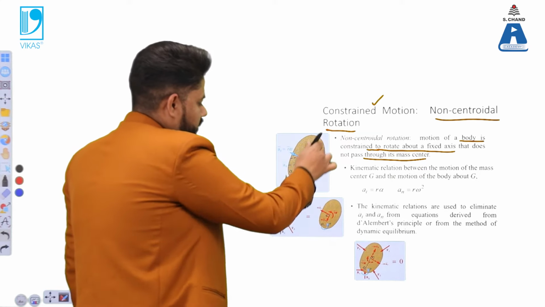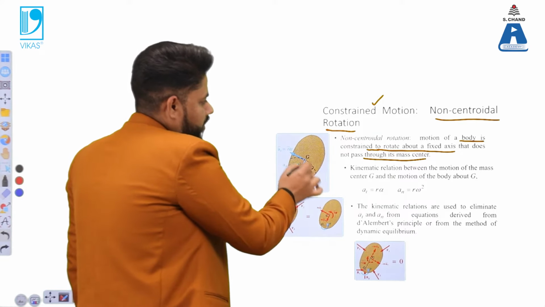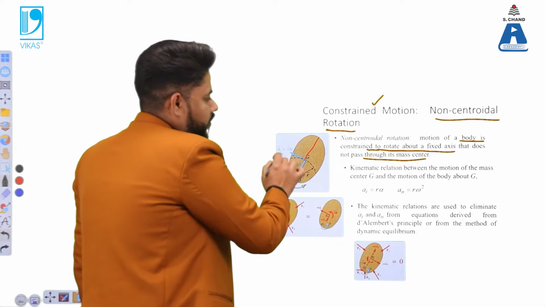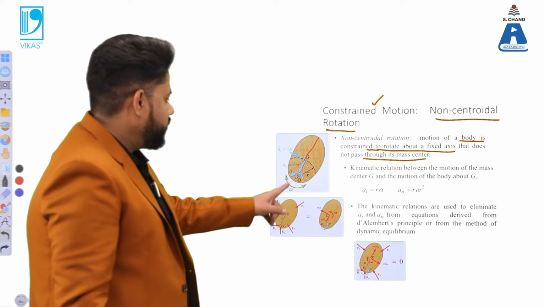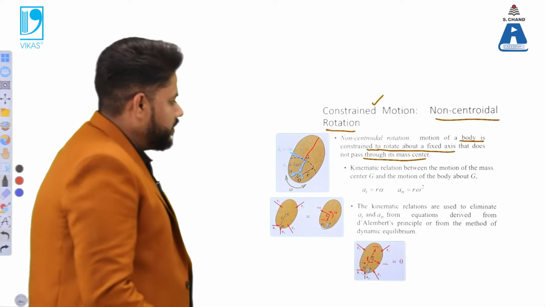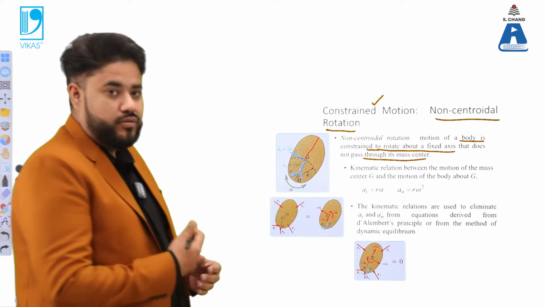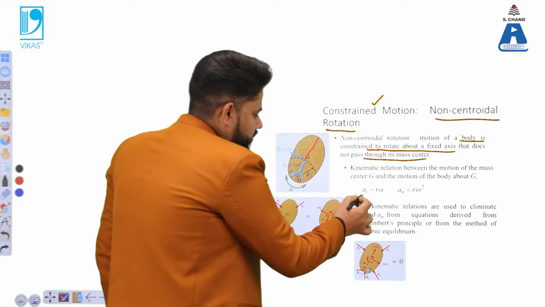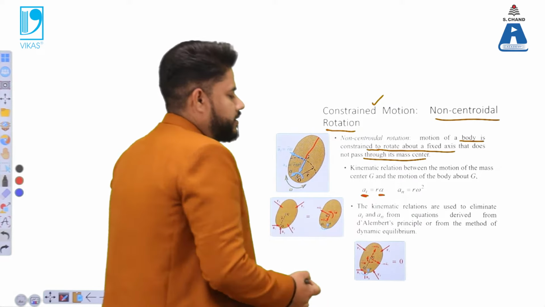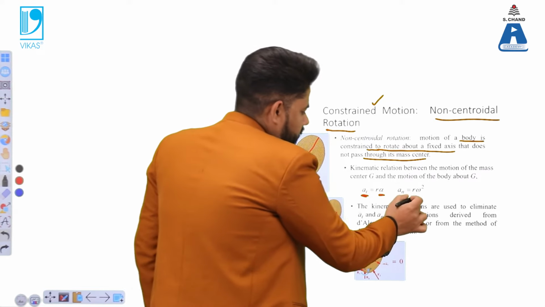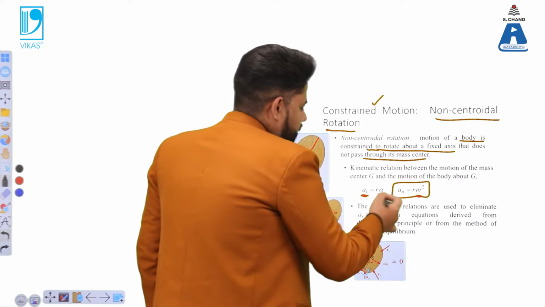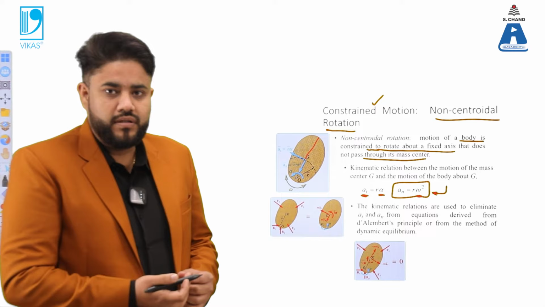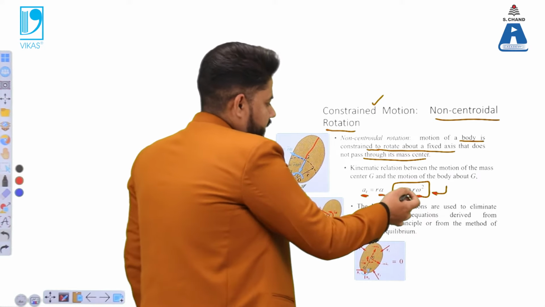So this particular body is constrained to rotate about a fixed axis, but this axis does not pass through the mass center. And the relation that is particularly used is a kinematic relation that governs this acceleration and the angular acceleration condition. The normal acceleration component can also be represented in terms of angular velocity, so that would be r omega square.